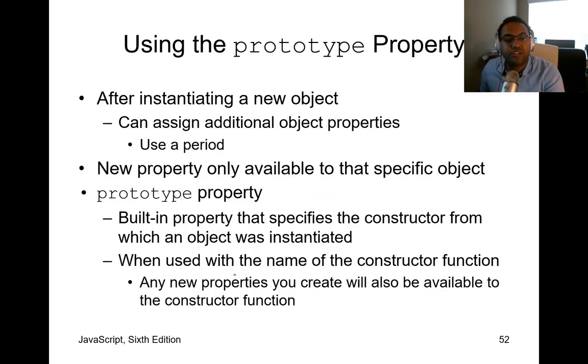After instantiating a new object, you can assign additional object properties by using the period, or you can assign it at the point of instantiation. New properties are only available to that specific object.